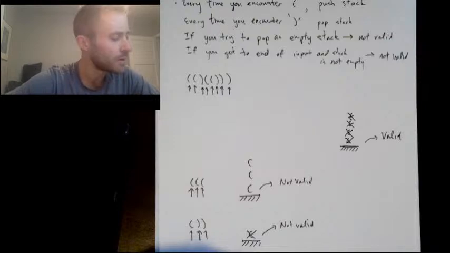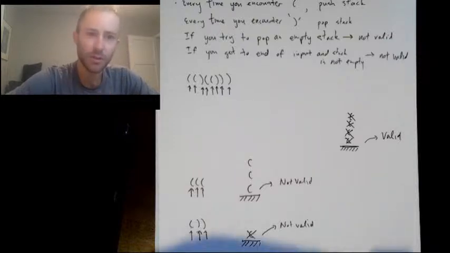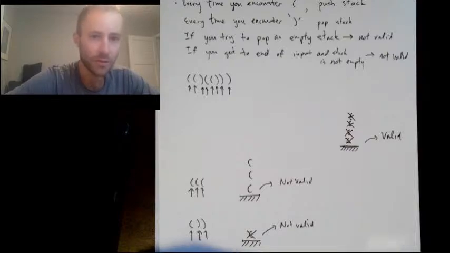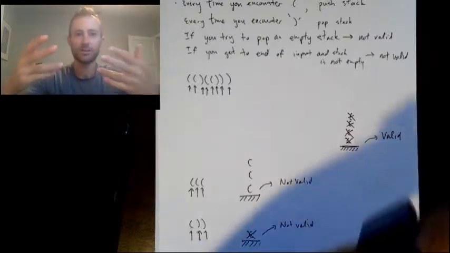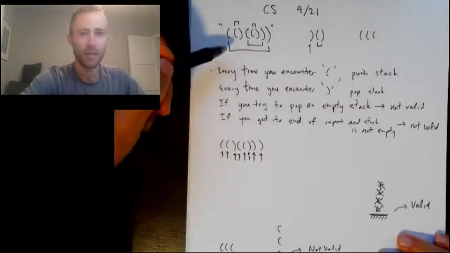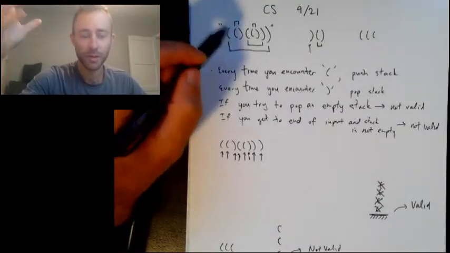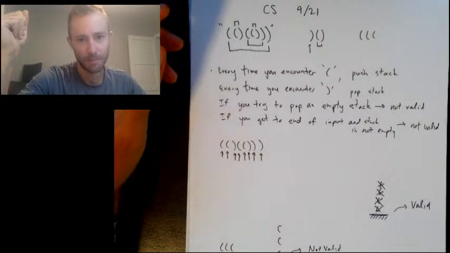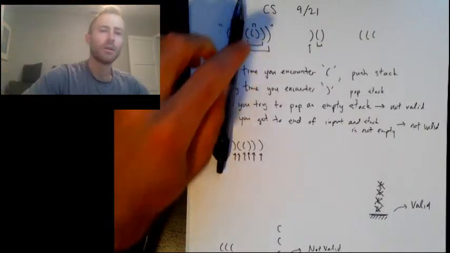Okay? So your assignment for today is to implement a Boolean method that checks parentheses. It takes in a string from the user, like this maybe, and then it spits out true or false depending on whether that is valid or not.